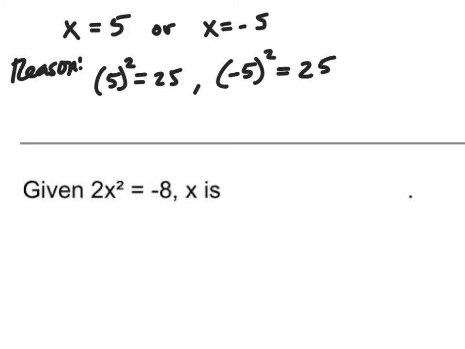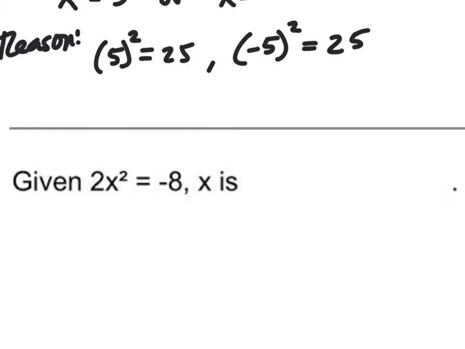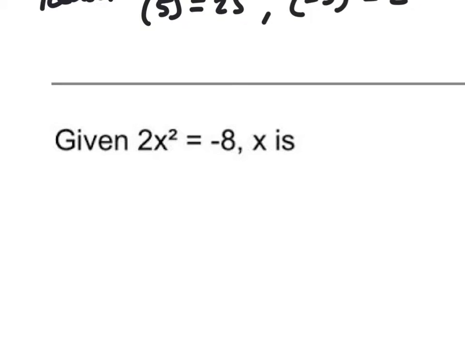So let's take a look at this. Given this equation, let's say you've got 2 times x squared is equal to negative 8, and we want to determine what x is.